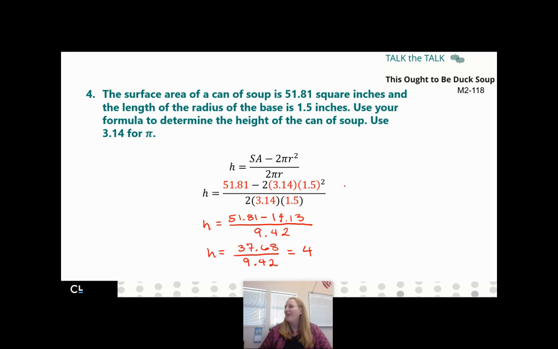Again, 4 what, by the way? Oh, look at our units here. There we go. 4 inches. So it looks like the height of our can is still 4 inches. Do you get the feeling we just did a whole new problem for the exact same can?